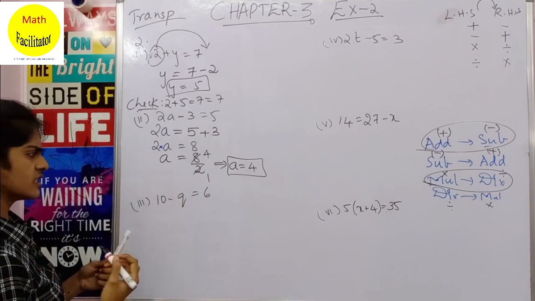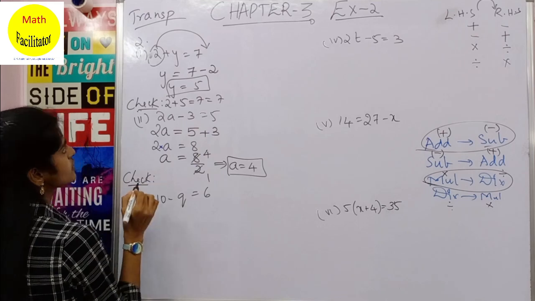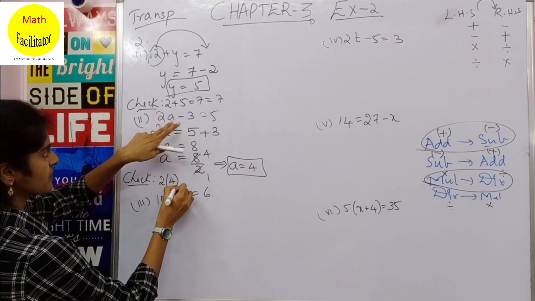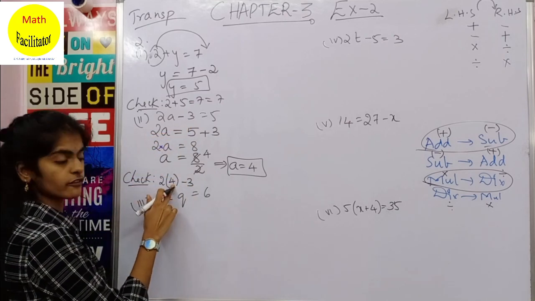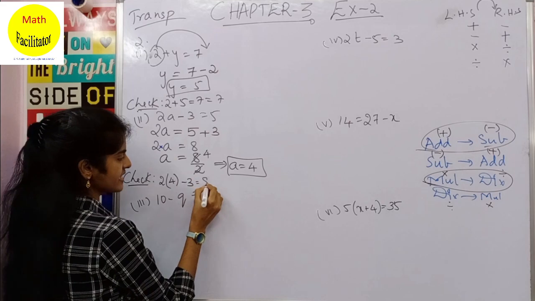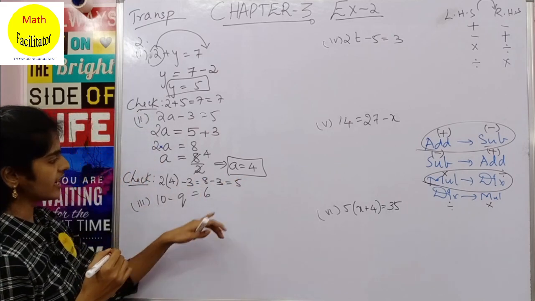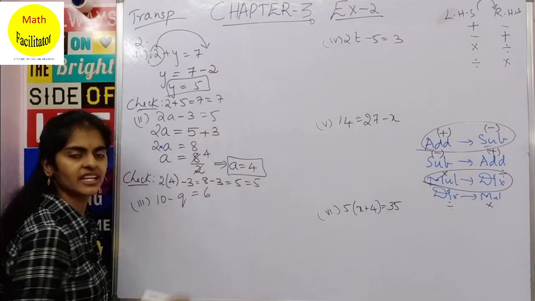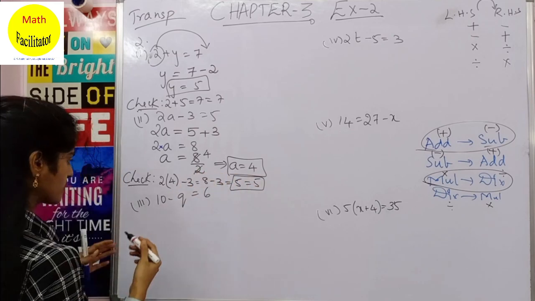Clear? Now just check. For checking, how will you get the value? Here you have 2, a is nothing but 4, and you have minus 3. So 2 into 4 is 8, and you have 8 minus 3. 8 minus 3 is 5. So the LHS value is 5, RHS is also 5. Clear? So LHS equals RHS. Moving on to the next one.